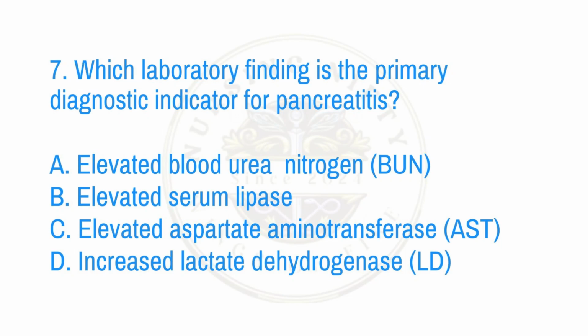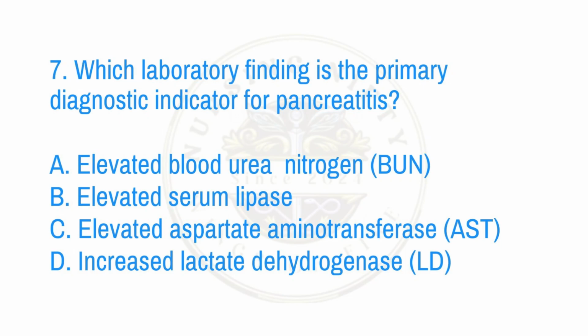So options: Option A, elevated blood urea nitrogen, B. Elevated serum lipase, C. Elevated aspartate aminotransferase, and D. Increased lactate dehydrogenase. So here the right answer is option B. Elevated serum lipase. So elevated serum lipase is the primary laboratory finding used for diagnosis of pancreatitis.